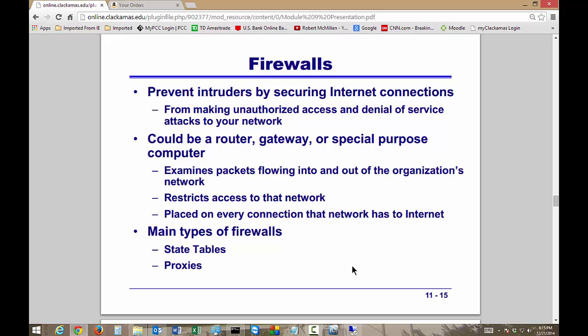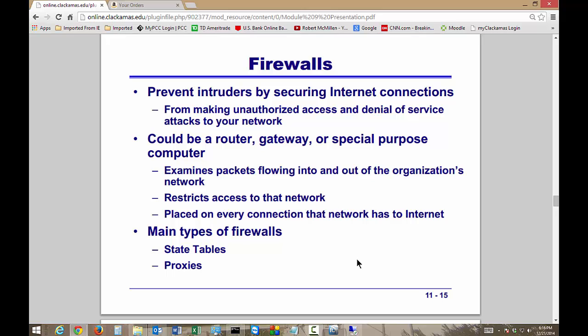Firewalls are a way to prevent intruders by securing internet connections from unauthorized access or DOS attacks. It could be a router or gateway or special purpose computer. You can certainly put firewall modules onto a router to turn it into a firewall. You could put a firewall software package onto a computer and have that computer be the firewall, and it could be routing data back and forth. So it examines packets flowing into and out of the organization's network, restricts access to that network, and is placed on every connection that network has to the internet.